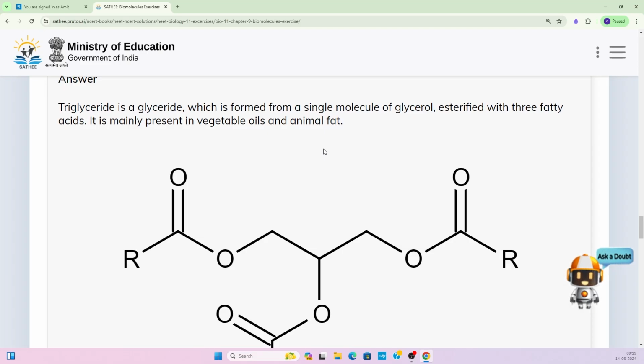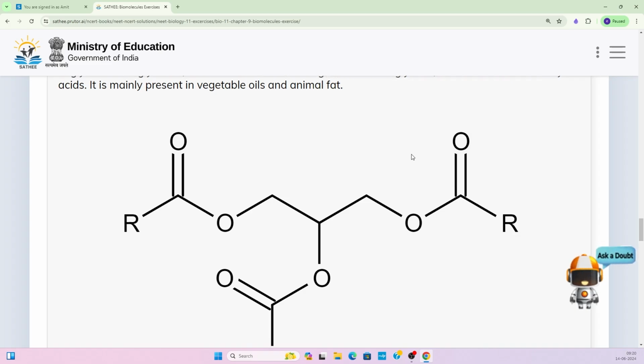Okay, so the triglyceride is a glyceride which is formed from a single molecule of glycerol. We have just seen the structure of glycerol: CH2OH, CHOH, and CH2OH, right? So three OH groups are attached here, with the single glycerol esterified with three fatty acids. Now there is an esterification reaction. The acid reacts with the alcohol group, and it forms the ester group, right? So that is why it is called an esterification reaction. So esterified with three fatty acids, and it is mainly present in vegetable oils and animal fat, right?